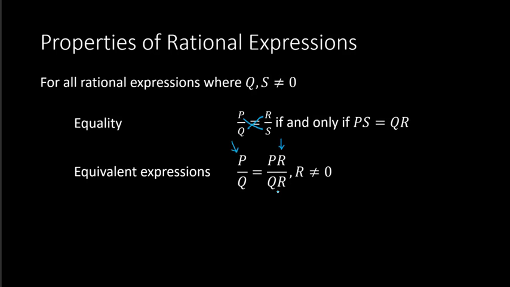Another property is when dealing with signs. If we have negative p over q, the negative sign could go on the outside like this, or it could be with the numerator, or you could write the negative with the denominator. So all three of these expressions are equal to each other. Now let's move on and learn how to simplify rational expressions.